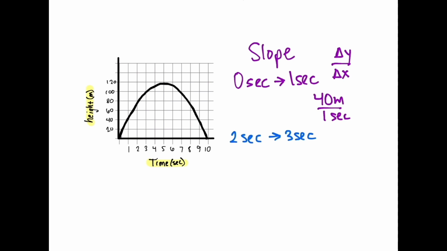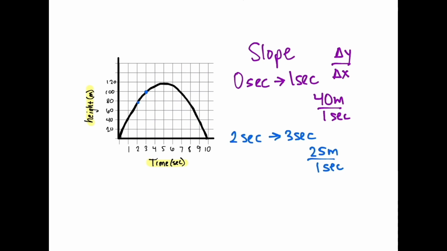What about the slope between 2 seconds and 3 seconds? When you look at the change in y, from 2 seconds to 3 seconds goes from about 75 to 100. The difference is about 25 meters. And the change in time between 2 seconds and 3 seconds is 1 second. So between 2 seconds and 3 seconds, our slope changes about 25 meters per second.